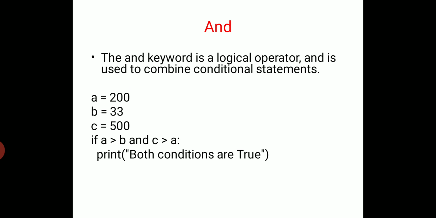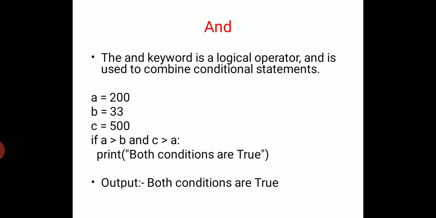Okay, the and keyword is a logical operator used to combine statements. Whenever you need to combine two different statements, you use the and operator. Okay, a equals 200, b equals 300, c equals 500. If you want to check two different conditions on a single instance, then you can use and. If a is greater than b and c is greater than a, then print both conditions are true. So what is the output? Output is both conditions are true.